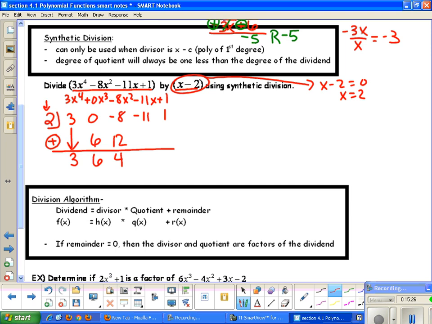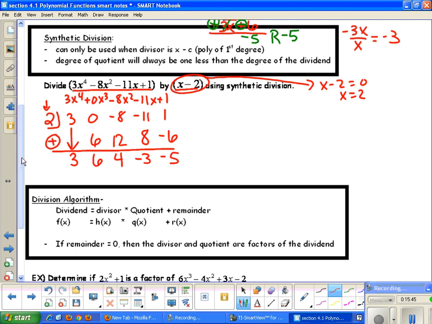And then 4 times 2 gives me 8. And then we're going to add 8 and negative 11 together, which gives me negative 3. And then negative 3 times 2 gives me negative 6. Add the two numbers together and you get negative 5.